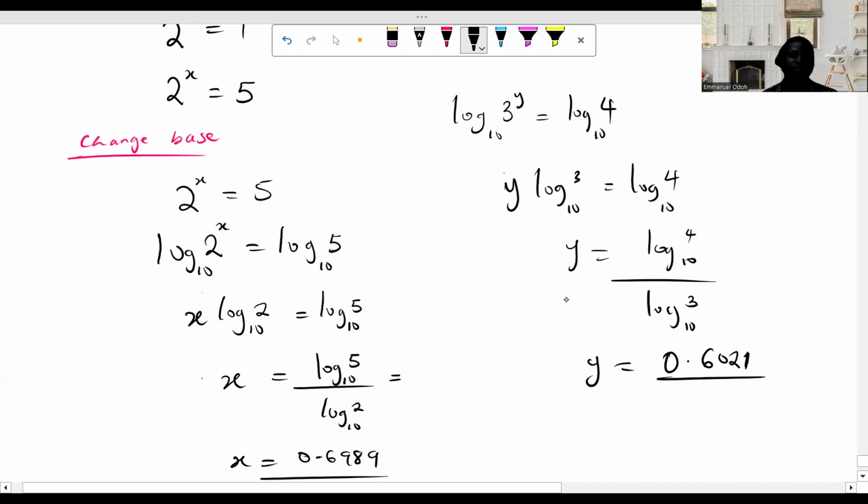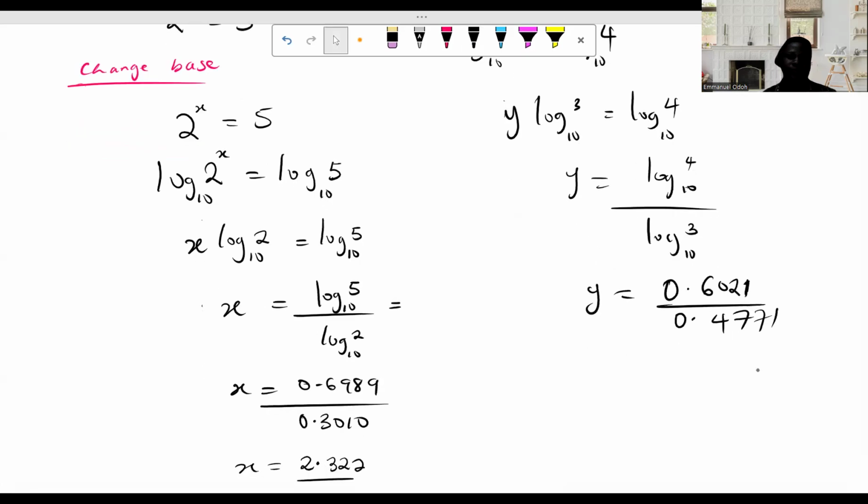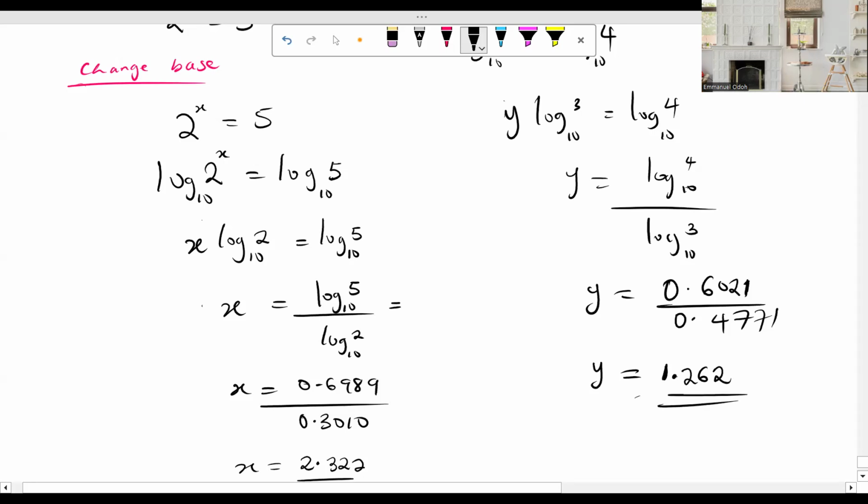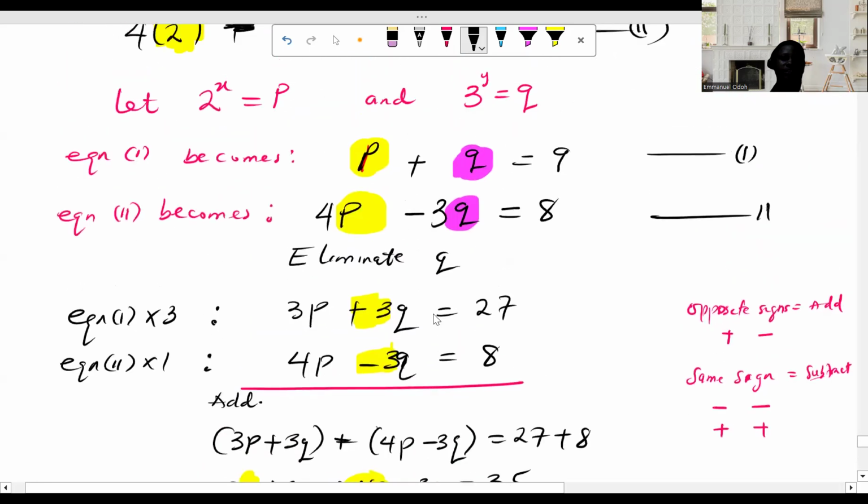Okay. Log 3 to base 10 is 0.4771. So divide both. So y becomes, and that is 1.2619. So that's the value of x and y. So that equation, you can see this is a bit long.